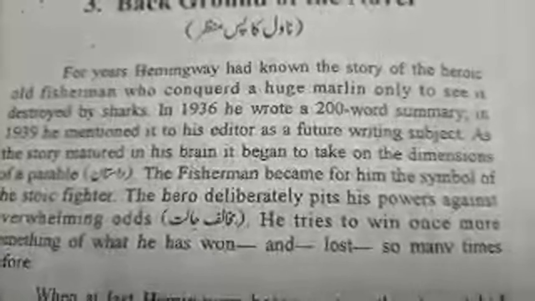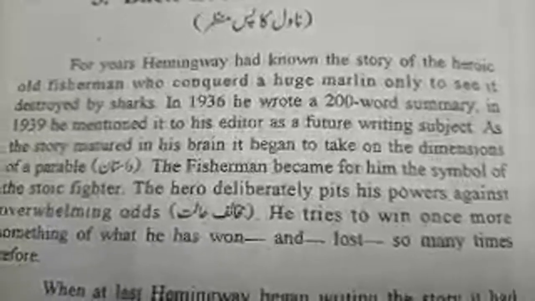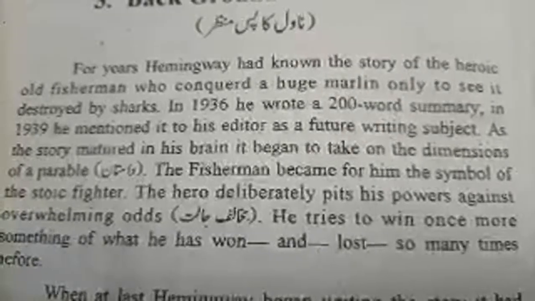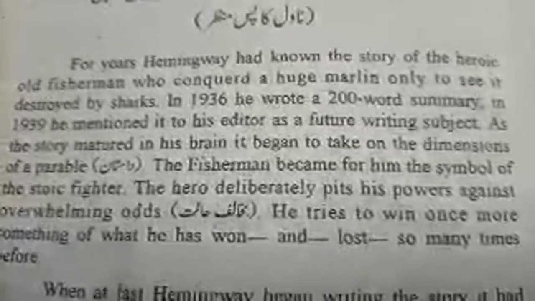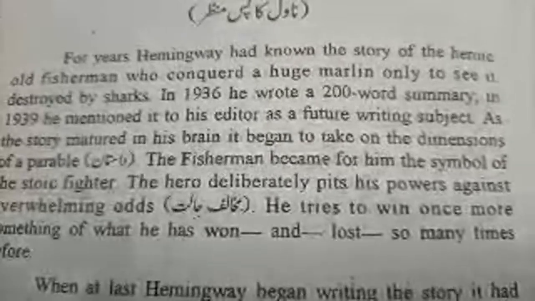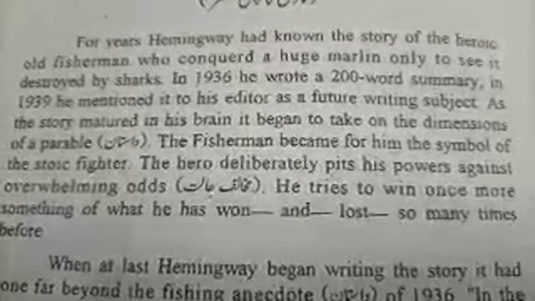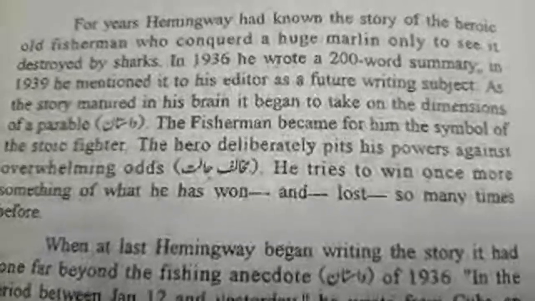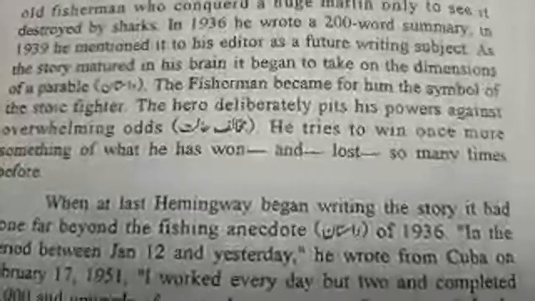As the story matured in his brain, it began to take on the dimensions of a parable. Underline these things. The fisherman became for him the symbol of the stoic fighter. The hero deliberately pits his powers against overwhelming odds. He tries to win once more something of what he has won and lost so many times before.